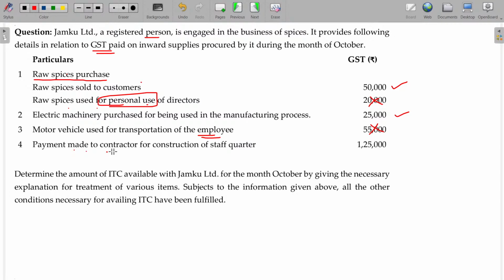Payment made to contractor for construction of staff quarter, immovable property. If it is being the plant and machinery, available. If we are making the payment to the work contractor, or if you are constructing your own, in both the cases, in case of immovable property emerges out of that, will not be eligible for the ITC. ITC is not there. Then 75,000.